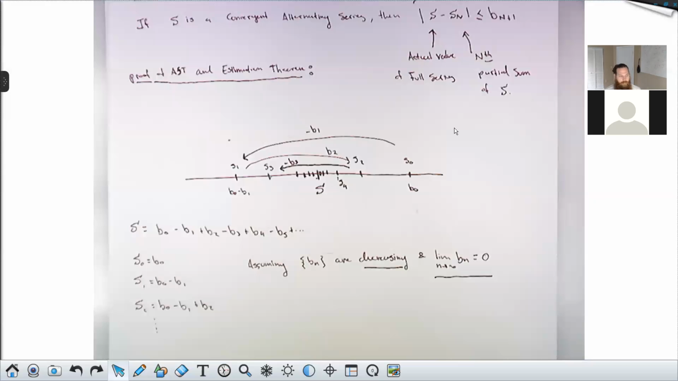How do we use this estimation theorem? Or why do we care about the error size? Well, usually somebody specifies, I want the value of this series with so much precision. You know, I want the value of this series correct to 2 decimal places, something like that.